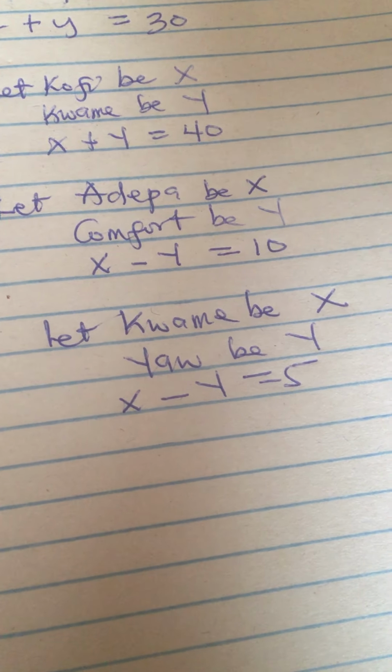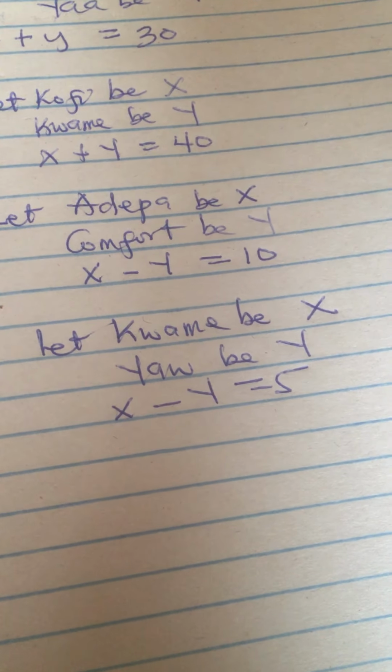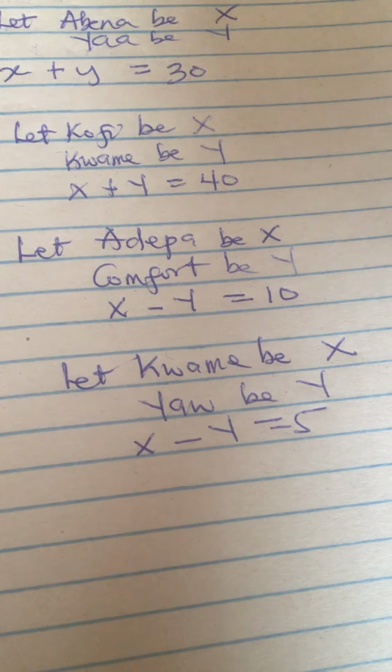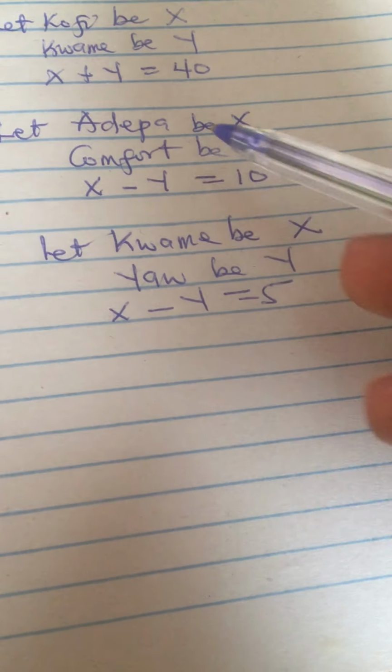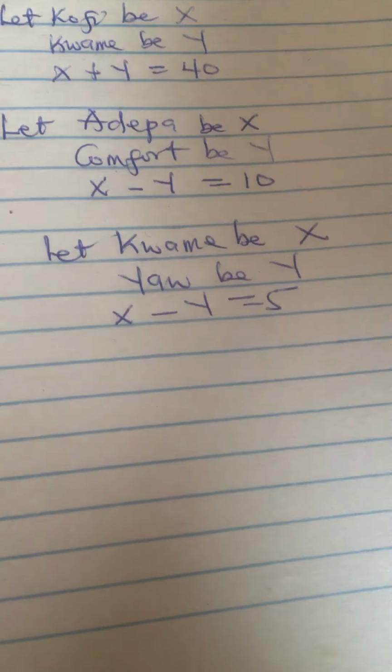There are times they wouldn't say the sum, but they will say the total age. If they say the total age, it means you are still adding. And so you know the difference. You get it? Good.